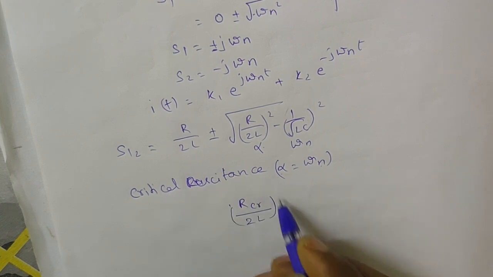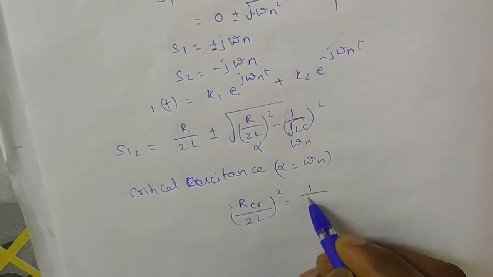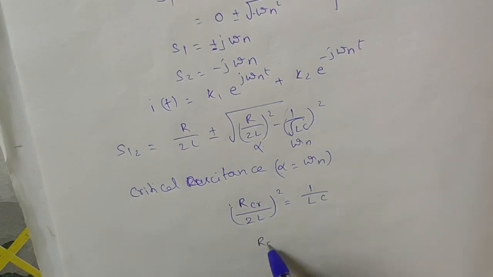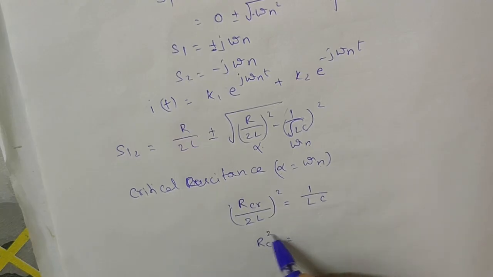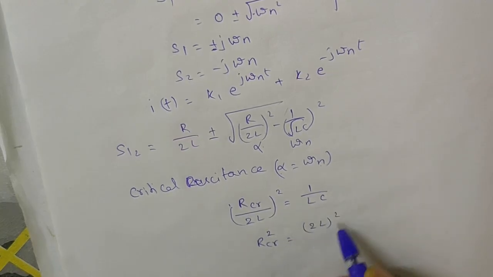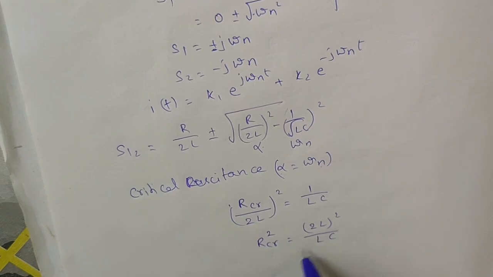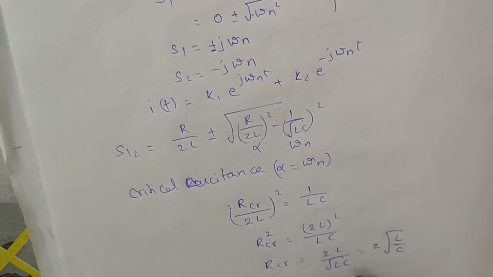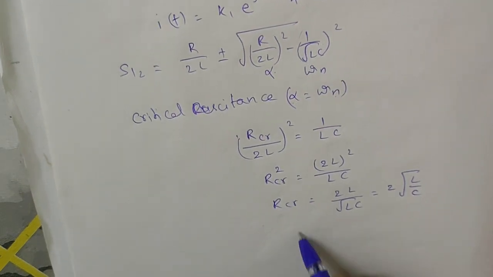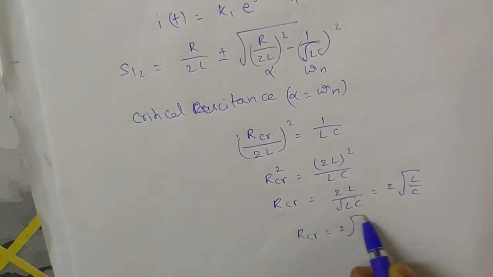That will be R critical. So (R by 2L) whole square is equal to 1 by LC. We can write R critical square is equal to 4L square by LC. Therefore, R critical is equal to 2L by root LC. That can be written as 2 times root of L by C. R critical is 2 times root of L by C.